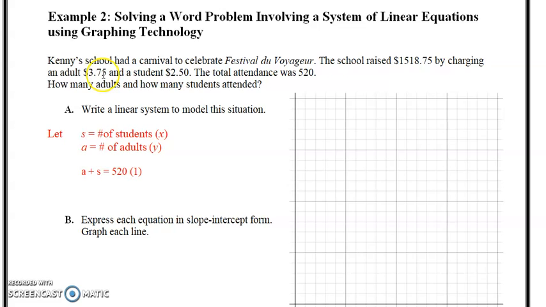So each adult is 3.75, so 3.75 times the adult count, right? Sometimes I like to put the variables italicized here. And then we're going to add the charge for the students, which is 2.50. It's 2.50 because we're dealing with money. And that's times S, the number of students. And then that total is going to equal $1,518.75. You don't need a dollar sign. That's the second equation. All right, so we like to name our equations, equation 1, equation 2, when we're referring back to them.